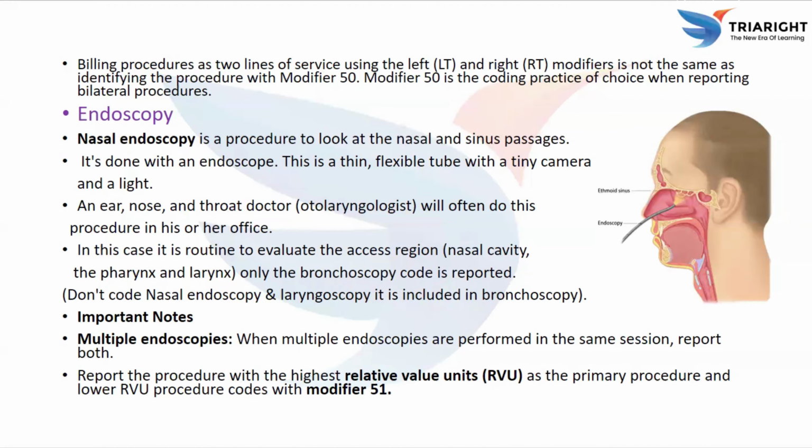So what are the examples? Procedures performed are bronchoscopy with biopsy, which has a higher RVU value, and bronchoscopy with bronchoalveolar lavage, which has a lower RVU value. So what is the correct coding? You have to always assign the highest RVU first, followed by the lower RVU value secondary.